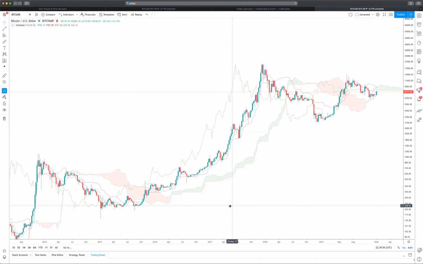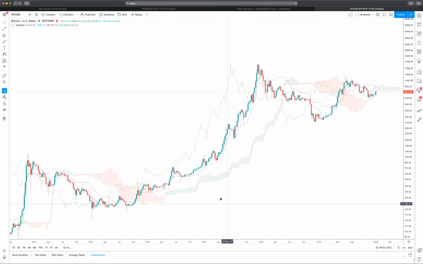Wow. Okay. So explain to us some of the setups that you look for. Obviously, we've got things like our TK cross and our Kumo twists to start identifying where price action might be starting to take place. But what are some of the things that you are looking for when you're trading an asset?